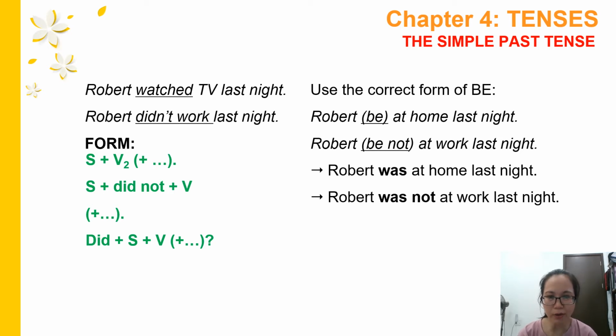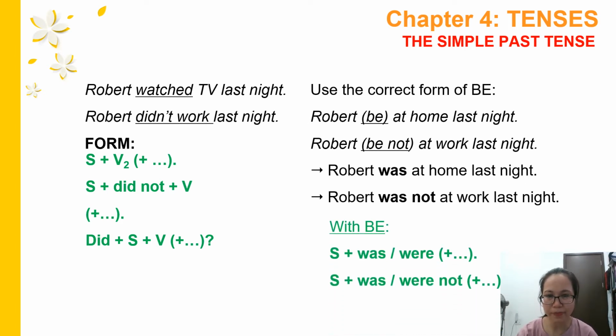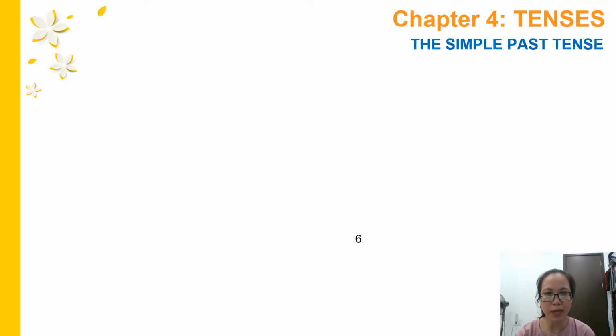So from now you can deduce the form of this tense with the verb be. That's great. Now we use the past form of to be, was and were. And the negation and the question form are quite similar. Thank you for the ideas. So let's continue with the use of the tense.